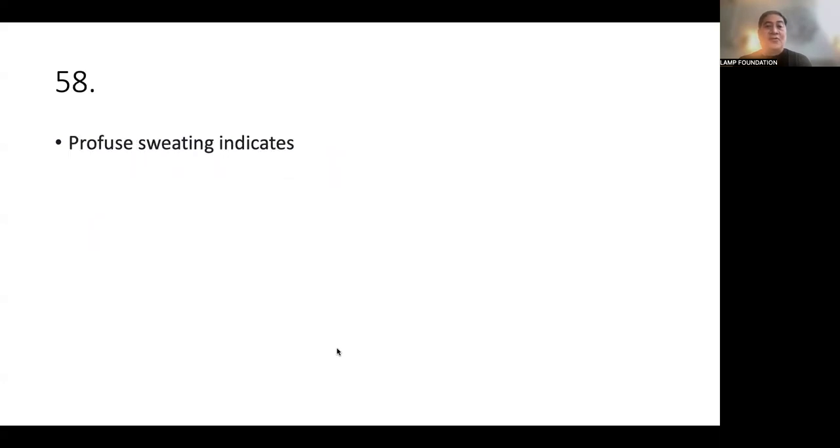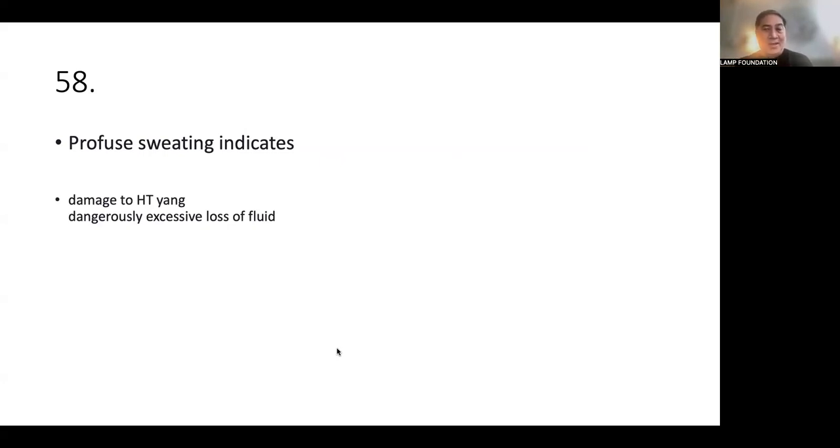Profuse sweating indicates what? Indicates damage in the heart yang and dangerously excessive loss of fluid. That's why you shouldn't work out too much, right? Oh yes, like five hours.